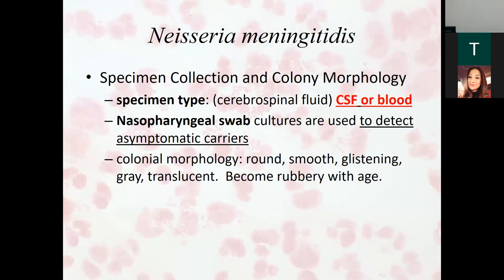So meningitis, next one. We have a specimen type: this is going to be our cerebrospinal fluid or blood. We can also do nasopharyngeal swabs to detect the asymptomatic carrier of Neisseria meningitidis. And the colonies are round, smooth, glistening, gray, loose, translucent, and become rubbery with age.